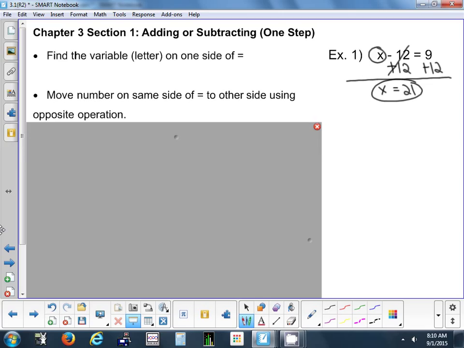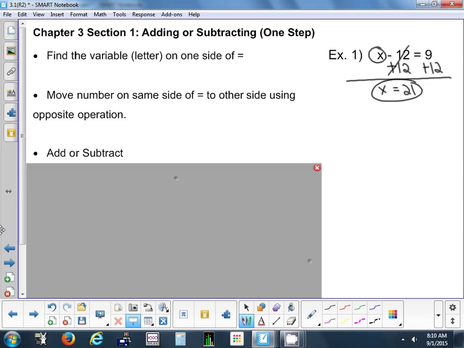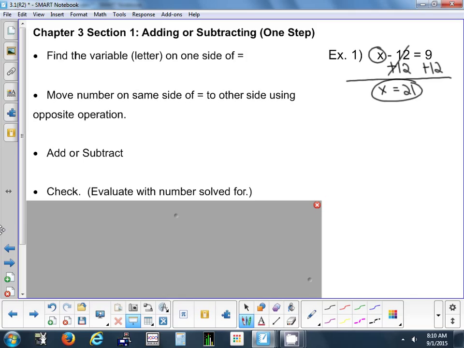All right, so I just did it. I added or subtracted. That's what I did, and then check. So like Sam just said earlier, we're going to evaluate. Caitlin, what's evaluate mean? To find out. We already did that. To plug it in. Plug it in, right? So what am I plugging in for? What's taking the place of what? 21 is taking the place of x.